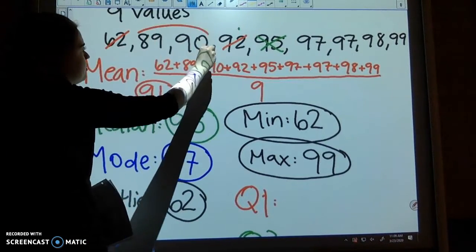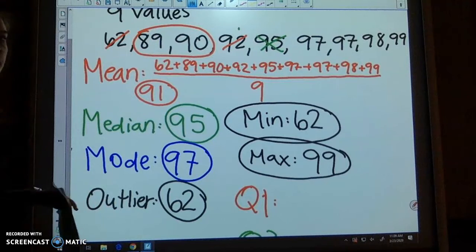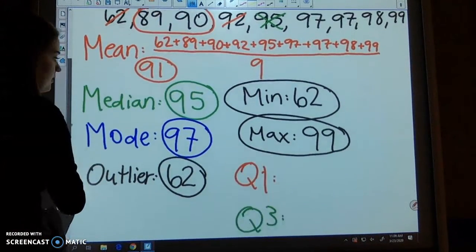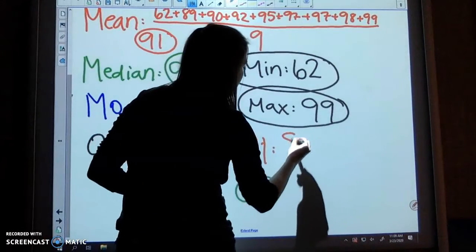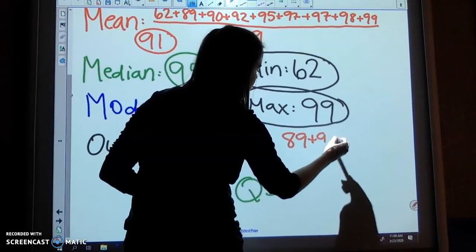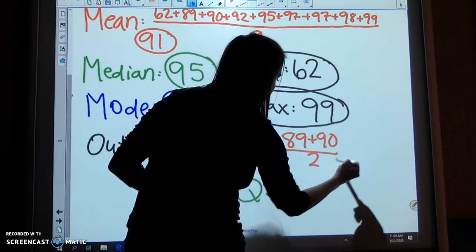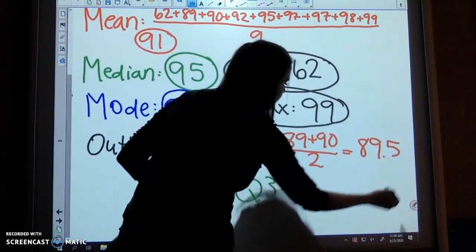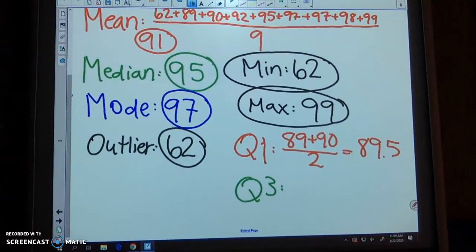Here we have 2 values. We don't have a middle value in our data set for that. So what we have to do is find the average of that. So we go back down to quartile 1, we do 89 plus 90 divided by 2 gives us 89.5. So that's our quartile 1.